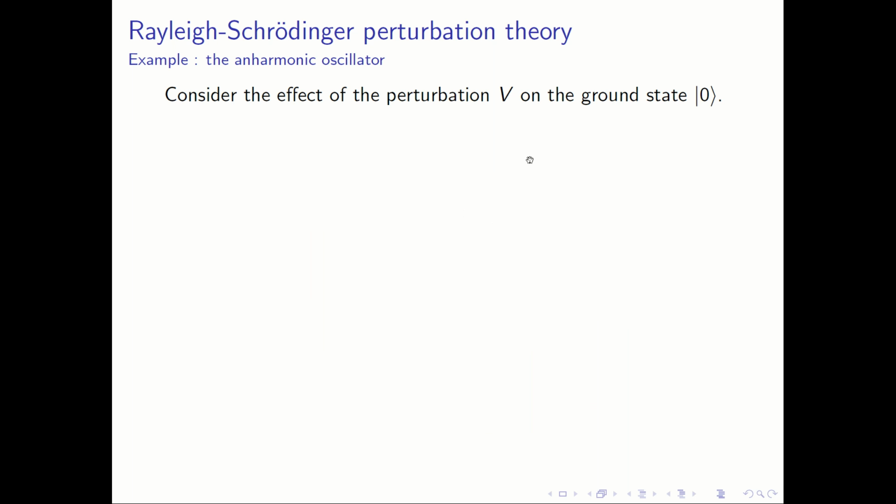So let us consider the effect of the perturbation V on the ground state ket 0. We know that the first order energy correction is given by the expectation value in the unperturbed energy eigenstate, namely ket 0, of the perturbing potential. So this is bra 0 V ket 0 in this particular case, and so plugging in the value for V, we simply get this expression.